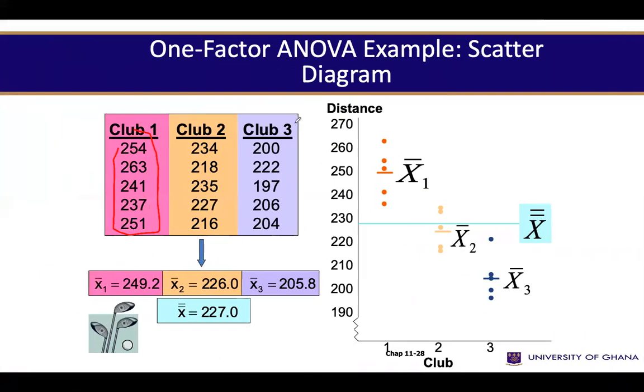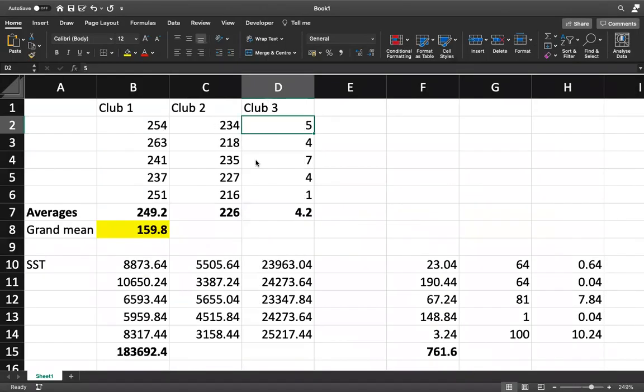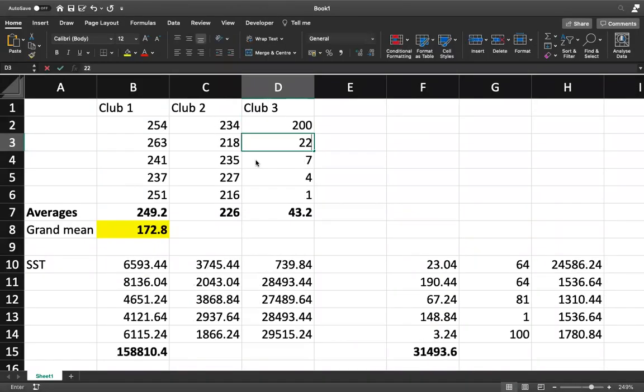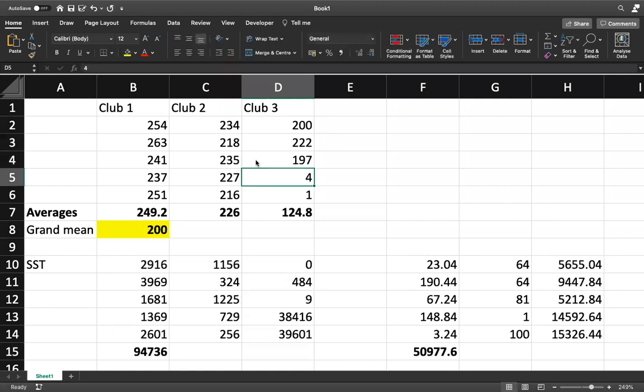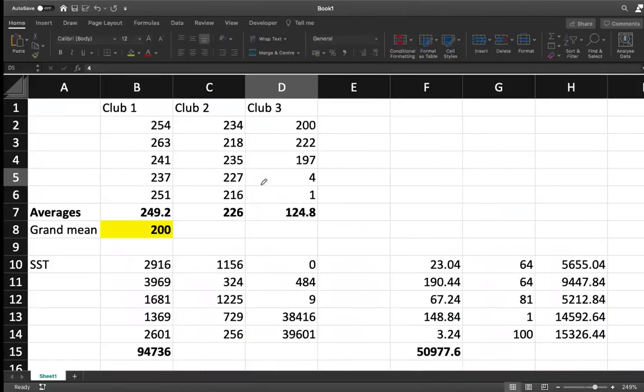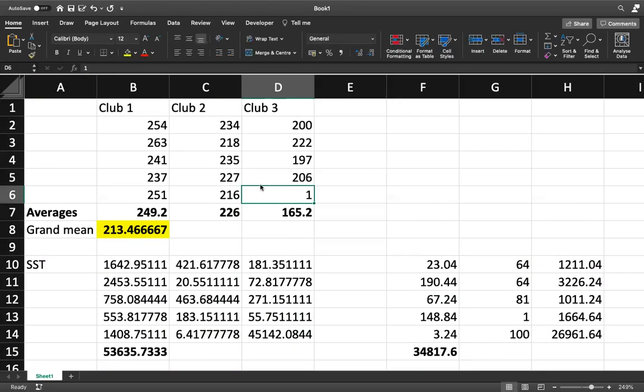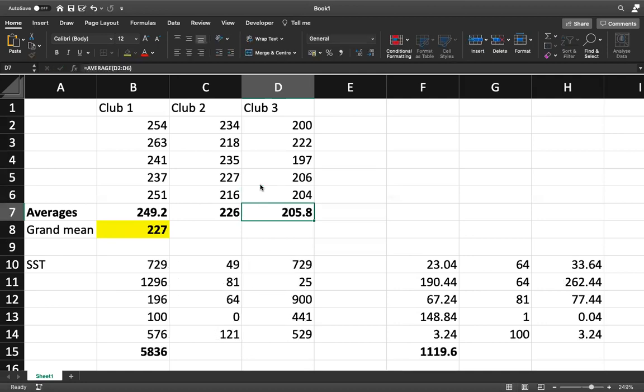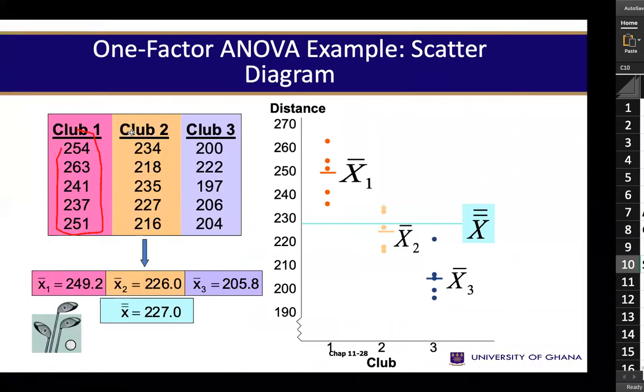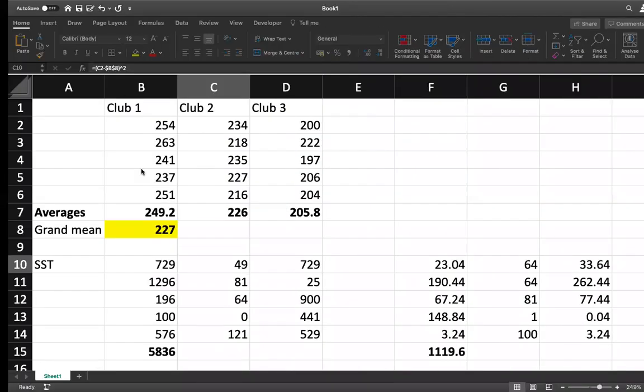Then club 3: 200, 222, 197. So 200, 222, 197, and then 206 and 204. Okay, so we have that. And these are the averages. Let me see: 54, 63, 41, 37.